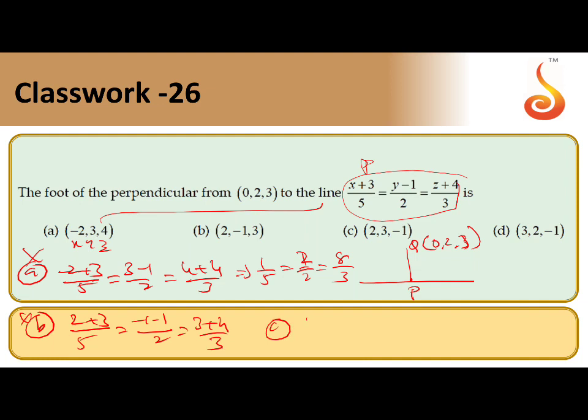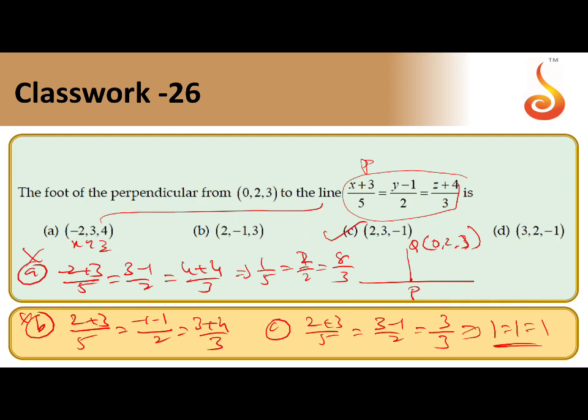Option C you can go for. 2 plus 3, next 3 minus 1 by 2, so here minus 1 plus 4 by 3. What comes here? 5 by 5 is 1, 2 by 2 is 1, equal to 1. That means this is a point satisfying. Option C is right. If you want you can check for D option also.